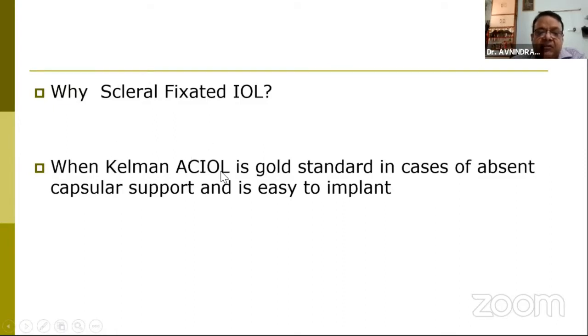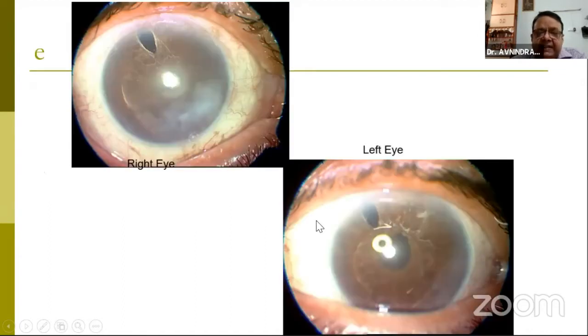Kelman ACIOL is a gold standard in cases of absent posterior capsular support, and easy to implant, and not much of a hoopla about this. But the reason why I am pushing for scleral fixated IOL is because of this patient. This patient had a subluxated lens and underwent cataract extraction with an ACIOL implant. Both eyes, you can see good PI, round pupil, good vitrectomy done.